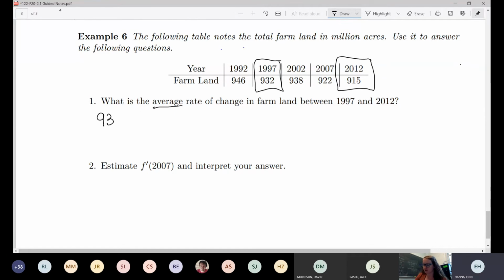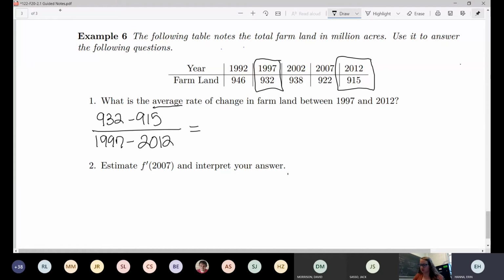So we have our 932 minus 915, 1997 minus 2012. So 932 minus 915 is 17, and then over negative 15. The 932 and the 915 are talking about farmland, which was in millions of acres. So this will be in million acres per year.